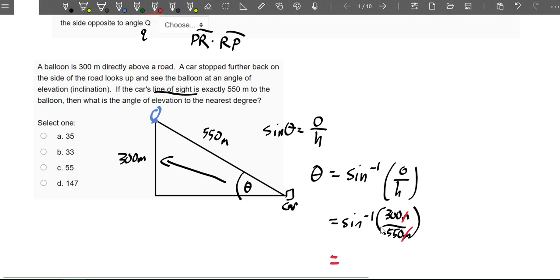So the inverse sine of 300 over 550 is 33 to the nearest degree. It's 33.055, but 33 degrees. So this angle right in there is 33 degrees. Okay, I'll stop this recording, go on to the next couple of questions.